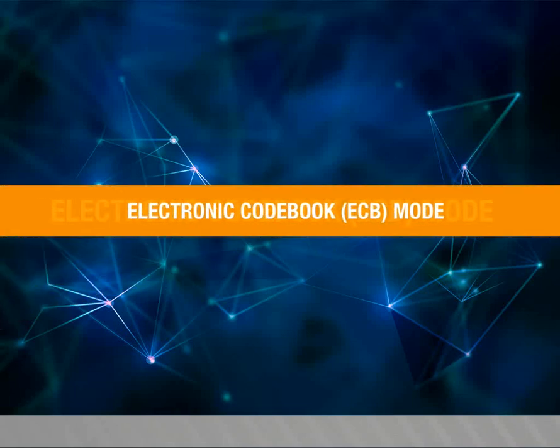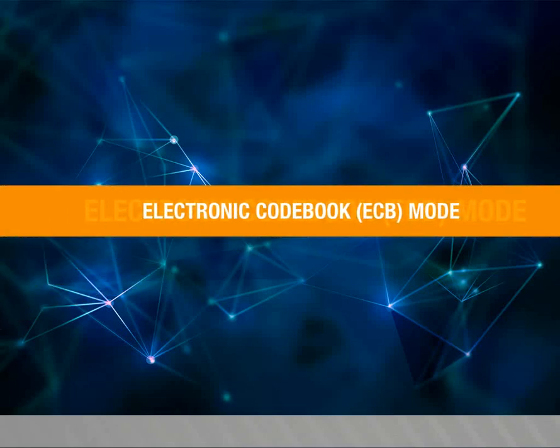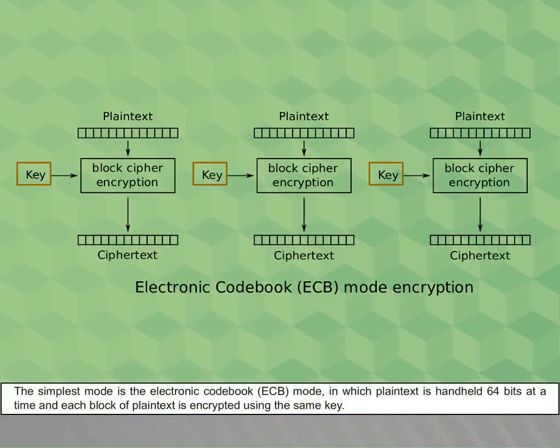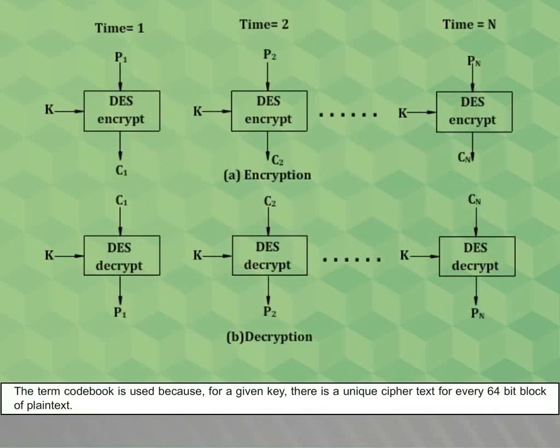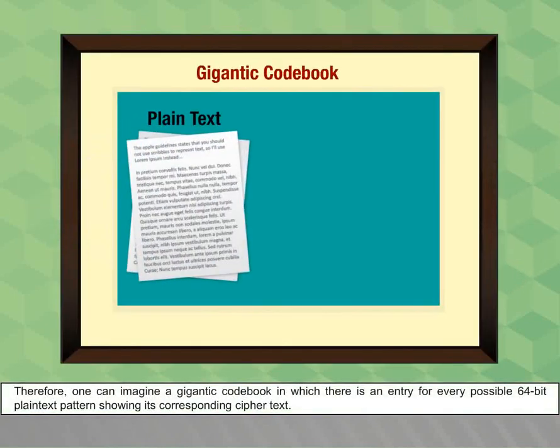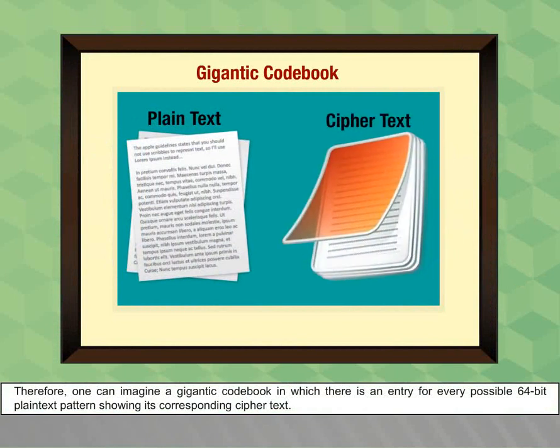Electronic Codebook ECB mode. In this video, we are going to see about electronic codebook, that is ECB mode. The simplest mode is the electronic codebook ECB mode, in which plaintext is handled 64 bits at a time and each block of plaintext is encrypted using the same key. The term codebook is used because for a given key, there is a unique ciphertext for every 64-bit block of plaintext. Therefore, one can imagine a gigantic codebook in which there is an entry for every possible 64-bit plaintext pattern showing its corresponding ciphertext.